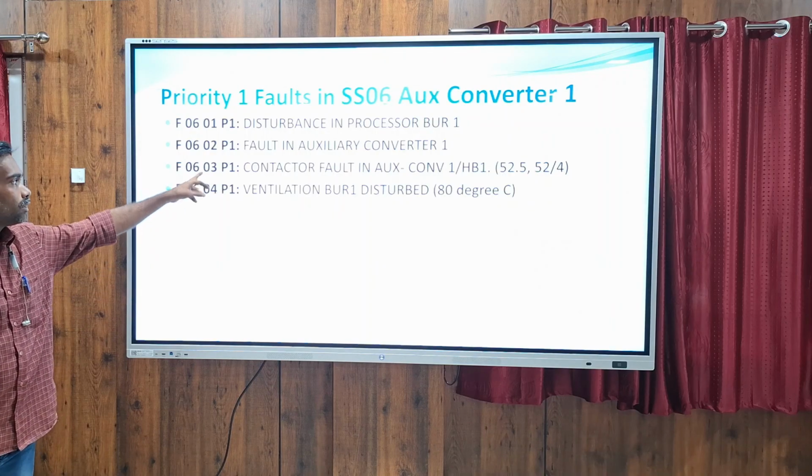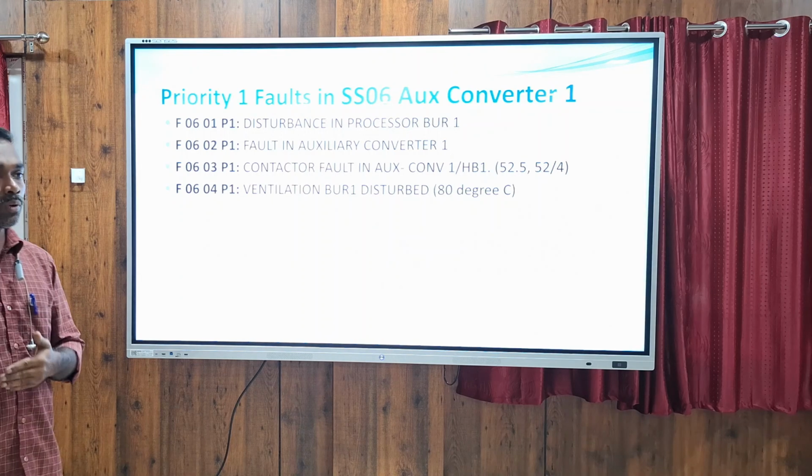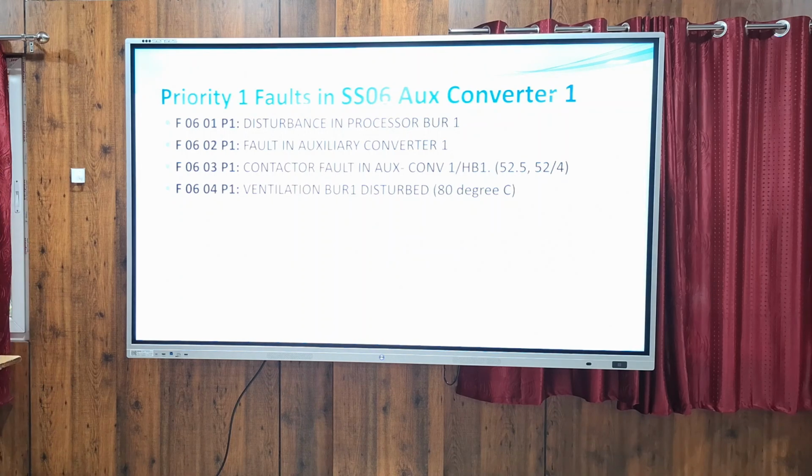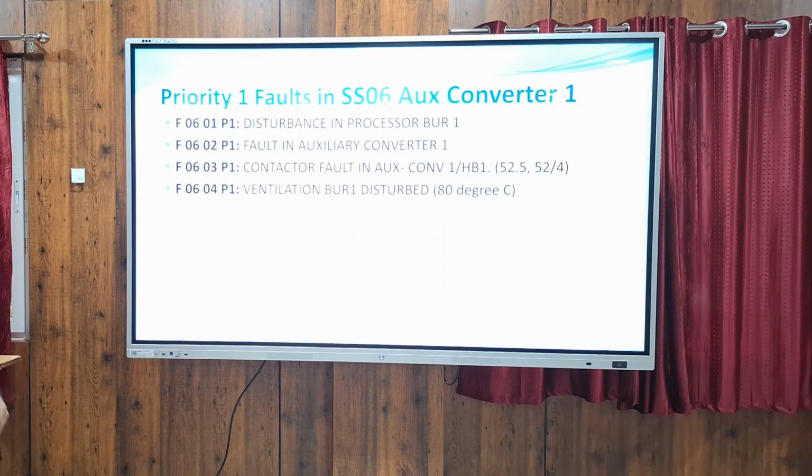Next is auxiliary fault in auxiliary converter. Burr's lifetime is okay, but burr cannot develop the output voltage due to some rectifier fault or inverter fault. In such a case, this fault in auxiliary converter will come. It will communicate to VCU that the inverter has some issue or the rectifier has some issue like that.